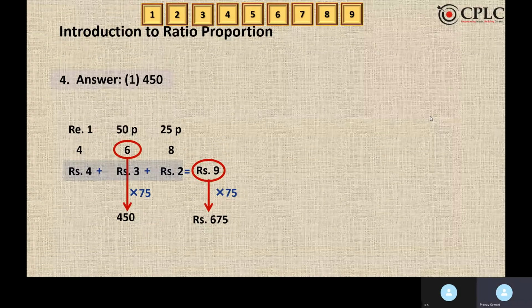You can also cross multiply to find out the answer. So if 9 is equal to 675, 6 is equal to what? After cross multiplying, you will get 450 as the answer.